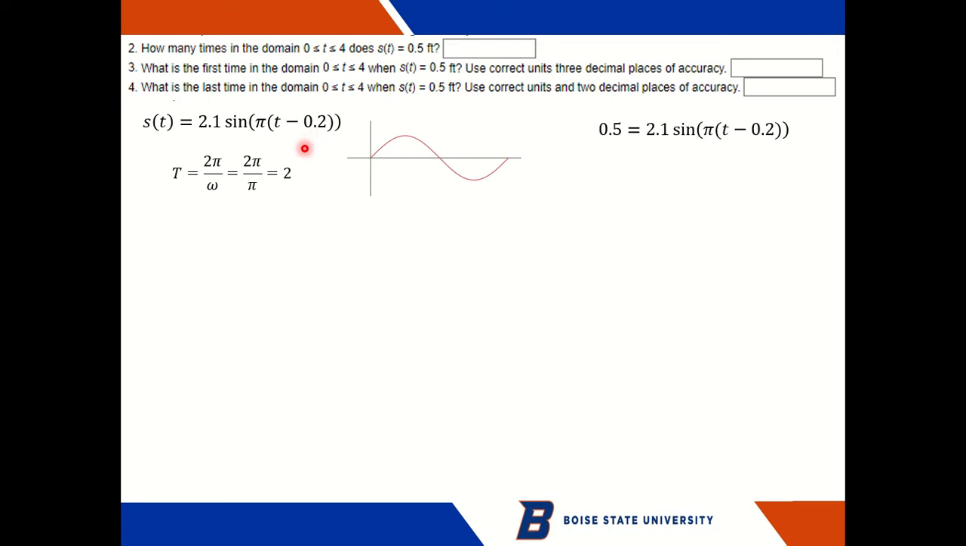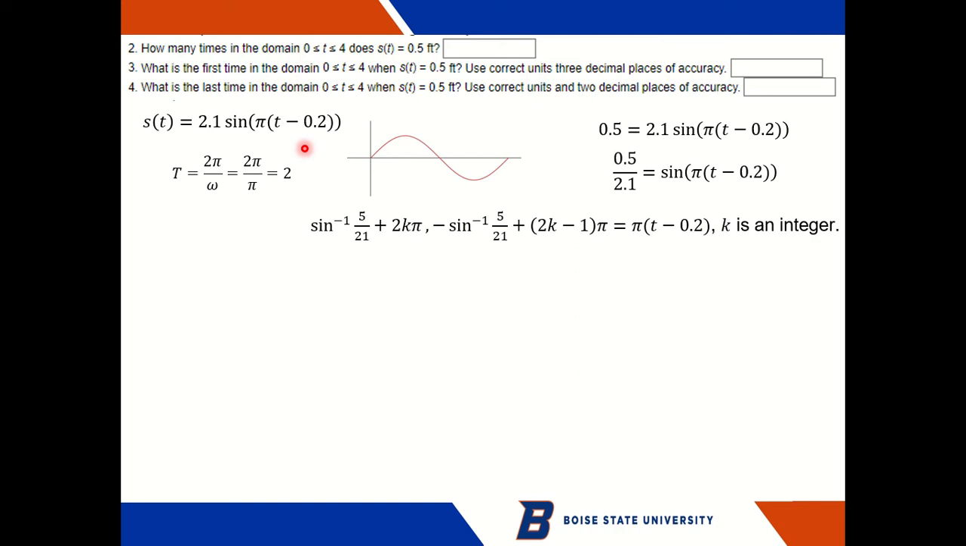So here's the algebra. The first thing you should do is set the function that you were given equal to 0.5. And then you would divide by 2.1. And then you would take the arc sine. Now, here's where things get a little bit tricky. So the arc sine of 5/21 is going to be the principal solution. But because sine is an odd function, there will also be a solution of negative arc sine of 5/21, but not at the same location on the unit circle.